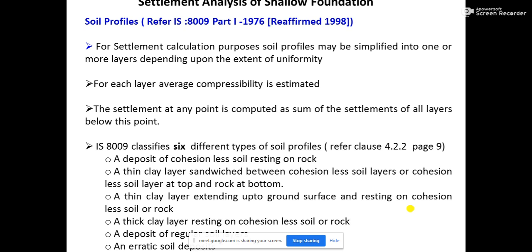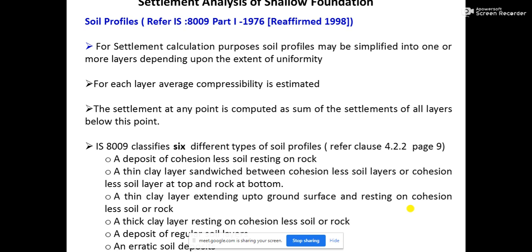Okay. In such soil, there may be one-way drainage, there may be two-way drainage. That means if there are cohesionless soil layers at top and bottom, what will happen? The water being expelled out from the clay layer may be able to percolate to the upper layer of cohesionless soil as well as to the lower layer of cohesionless soil. So there may be two-way drainage. Or there may be a case where the clay layer is sandwiched between two layers, however on top there is cohesionless soil and at the bottom there is a rocky layer.